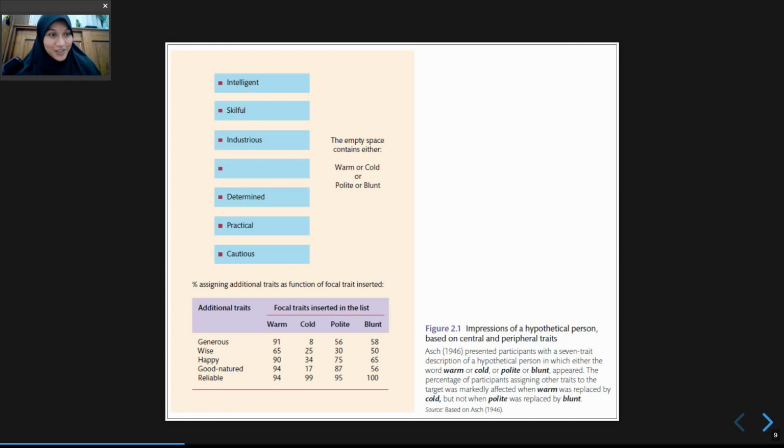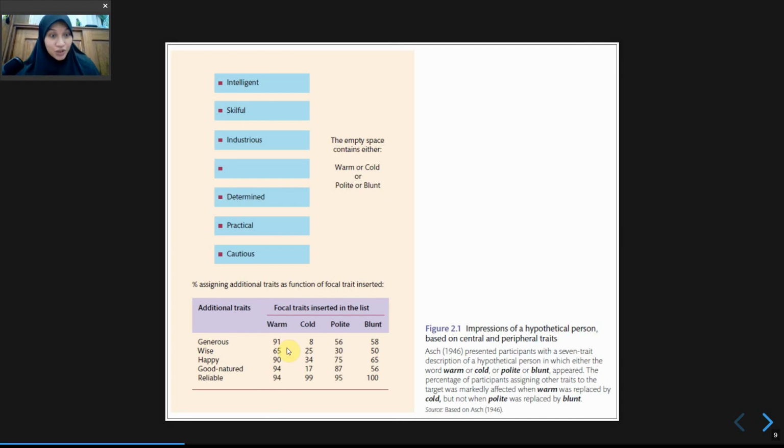What's interesting about this experiment is that even though those groups were given the same set of adjectives, except for one blank box, they interpret the whole impression of somebody with these characteristics quite differently. So for example, when this box is filled with warm, you can see here that the overall impression is quite positive.